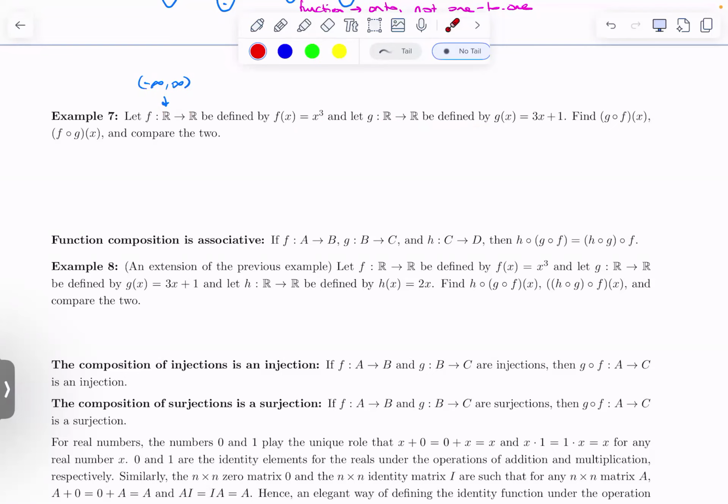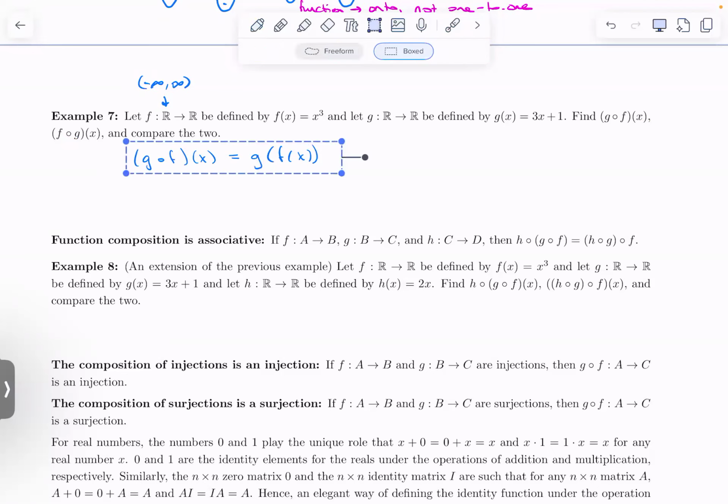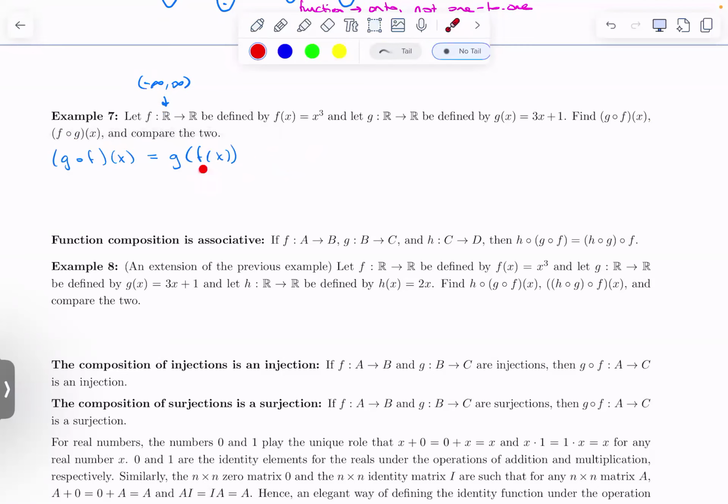Let's find g composed with f of x, taking it nice and slow. And then we're going to also find f composed with g of x. The first thing I always do is rewrite g composed with f of x as just g of f of x, because I think it's nicer. But you can use either. You don't have to do both at all. Just one of these notations is fine.